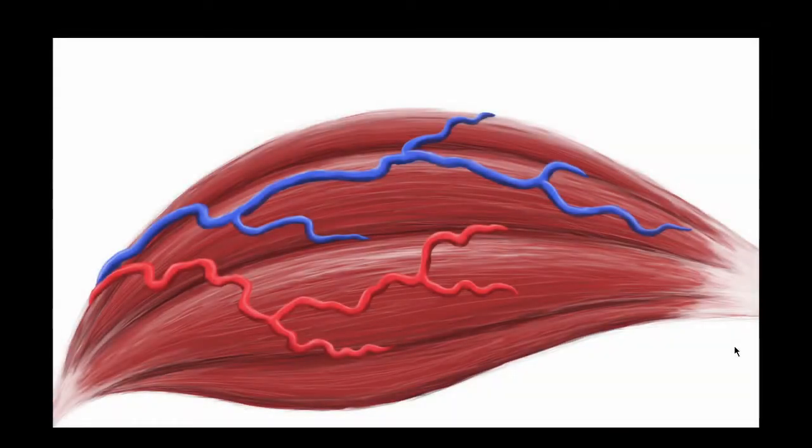Have you ever wondered what is actually being built when you build muscle? Then watch this as I explain the anatomy of muscle and the process of hypertrophy. So here we have a muscle. The bulk of its mass is called the belly, and it has tendons that attach to bone on either end.